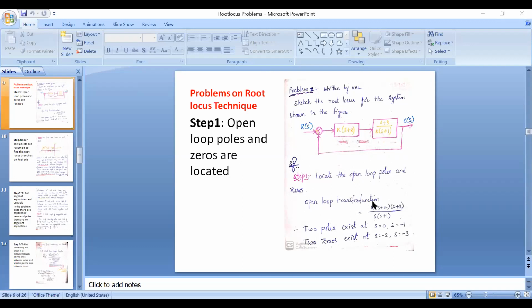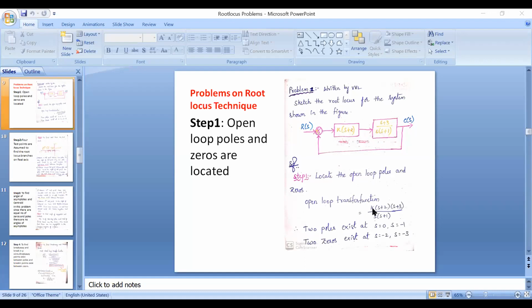I think everyone is noting this down. Find out the open loop transfer function. What do you mean by open loop transfer function? Here these two are in cascade. So you need to multiply these two so that you will get k into s plus 2 into s plus 3 by s into s plus 1.